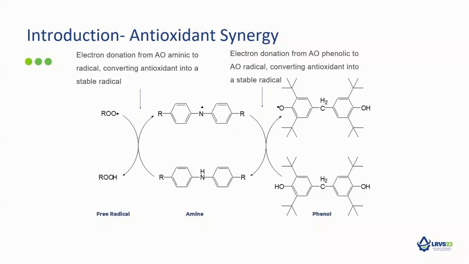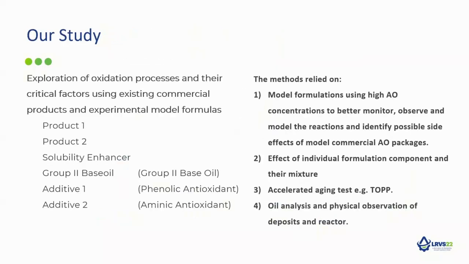First thing we witness is that the free radical accepts an electron from the electron donating aminic free radical, converting the antioxidant into a stable radical. In turn, the amine then reacts with the phenol, where the phenol donates an electron to then convert the antioxidant into a stable radical. Our journey to understanding how lubricants act under different conditions begins with knowing where we started.